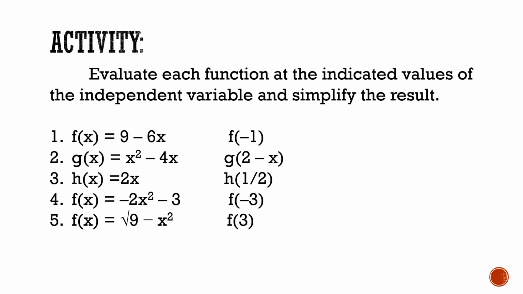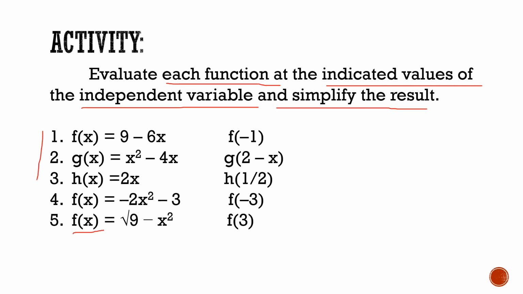So for your activity, evaluate each function at the indicated values of the independent variable and simplify the result. So your f of x now, up to your f of x from 1 to 5 here. So we really need to get the value of this one. We just simply substitute the given values for your variable x. What we really need to do is to substitute these values to all the variable x in your given function from f of x, g of x, h of x, f of x from 1 to 5.